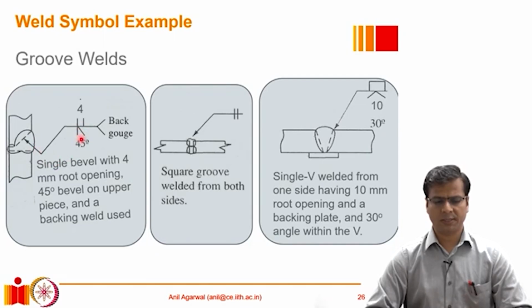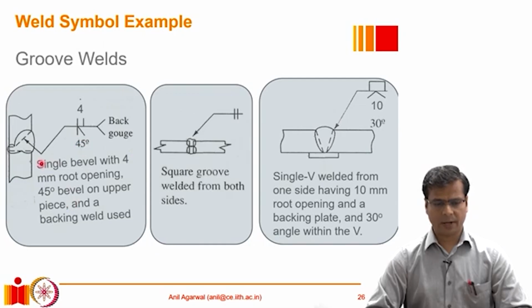Now bevel, as we know, means that only one of the plates is to be grooved, the other plate remains square. That is the symbol. The 45-degree angle here represents the angle of this bevel. And then on the other side, above the square sign, there is a number written 4. The 4 basically represents the root opening of the square groove. So we need to prepare this groove in such a way so that there is a root opening of 4 millimeters in between on the back side, and on the front we have a 45-degree bevel.